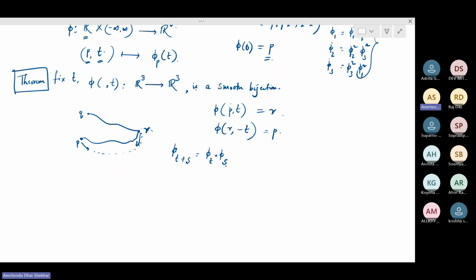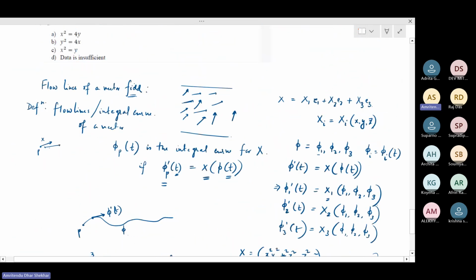Okay. So essentially you have a group action of R on the underlying space R3, which is caused by this vector field. Okay, so I hope this was clear. Now let's come to this problem.